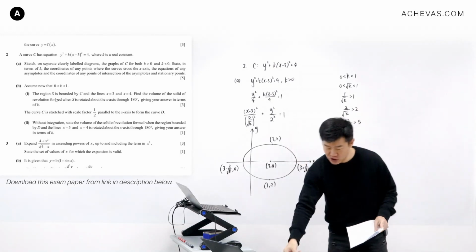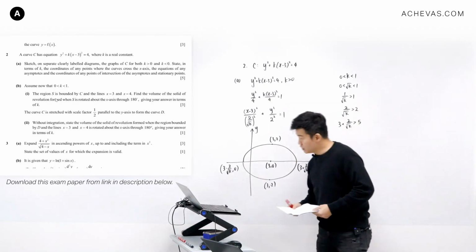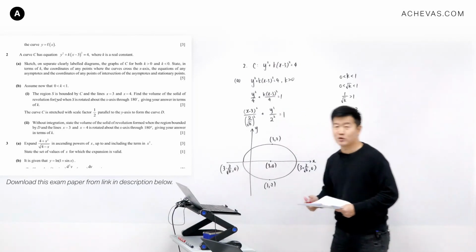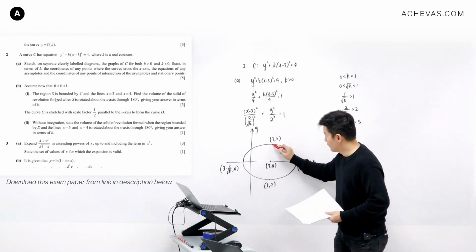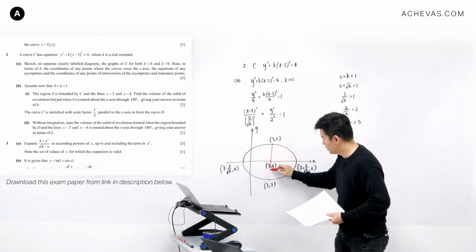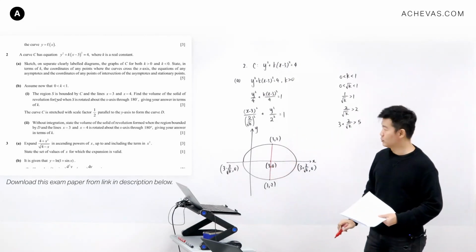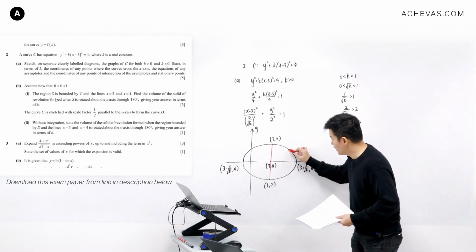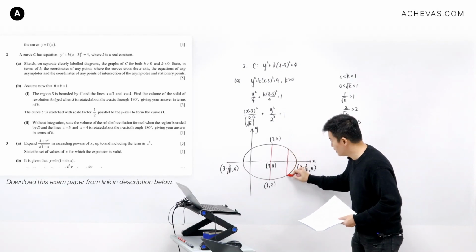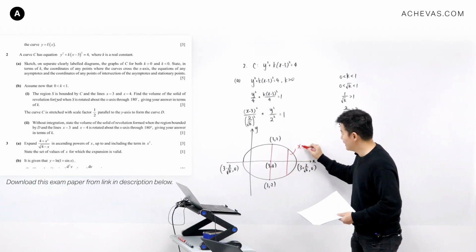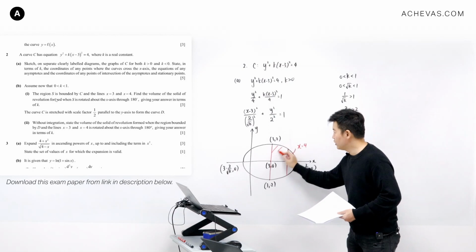So let me try to shade this region, according to what the question says, this region S. So it's going to be from here all the way. Okay, x is equal to 3 and x is equal to 4. Let me go for somewhere here. So this line here is x is equal to 4. So we are looking at this region.